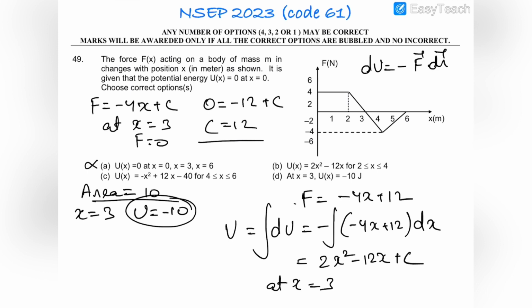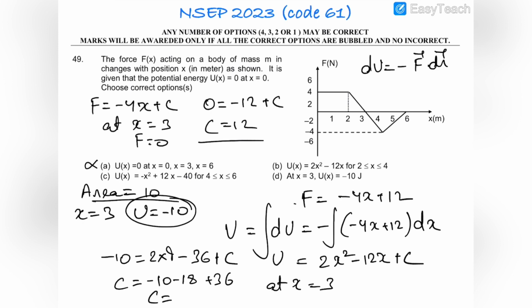So minus 10 is equal to 2 into 9 minus 36 plus c. So c will be equal to minus 10 minus 18 plus 36. So you can see that c is equal to 28 minus 18, so c is equal to plus 8. So this option is incorrect.